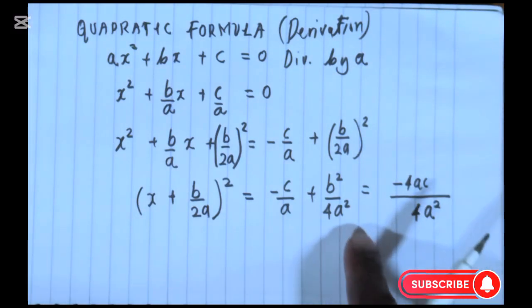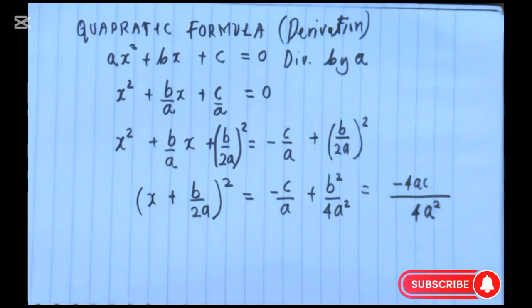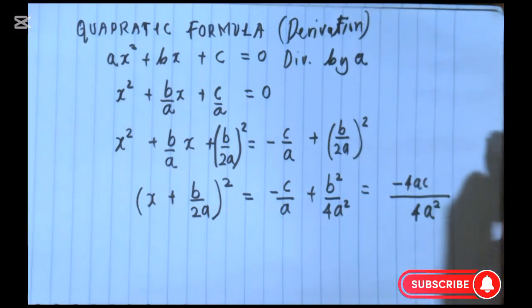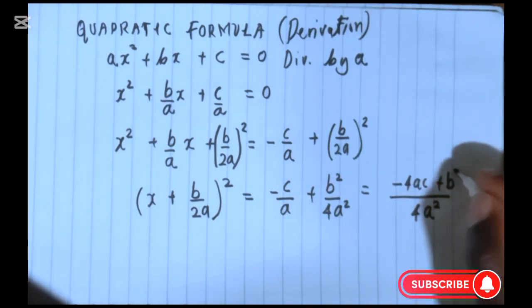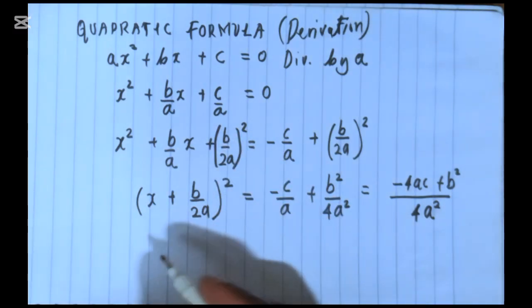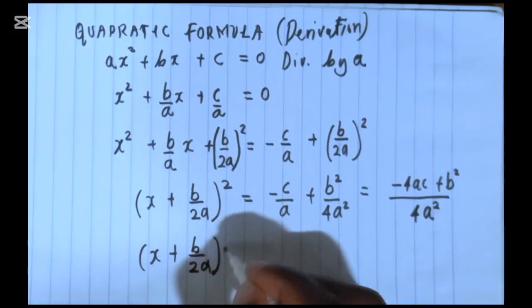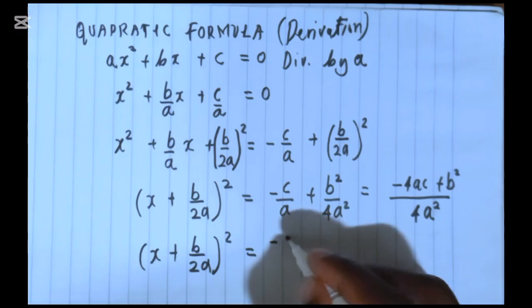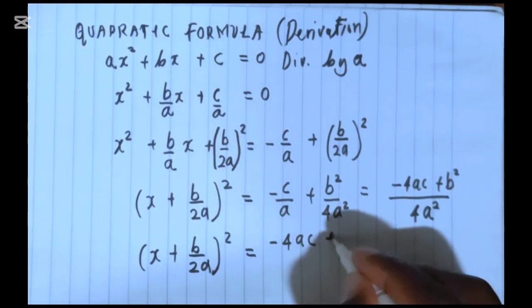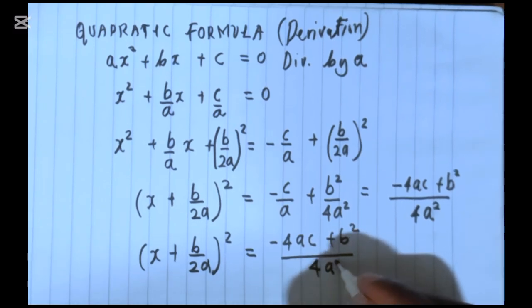Then again, we are going to take 4a squared divided by 4a squared, and that is going to give us 1. Then 1 times b squared will give us just the same, b squared. So we've already simplified what we have on the right-hand side, and what you're remaining with is x plus b all over 2a squared being equal to negative 4ac plus b squared all over 4a squared.